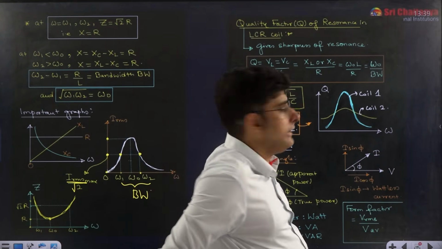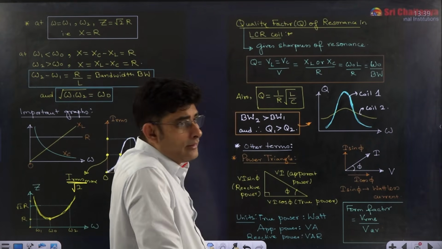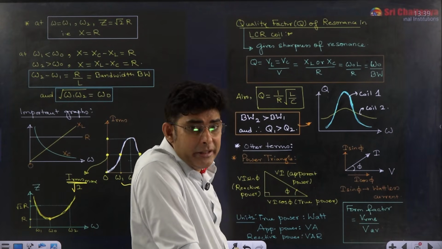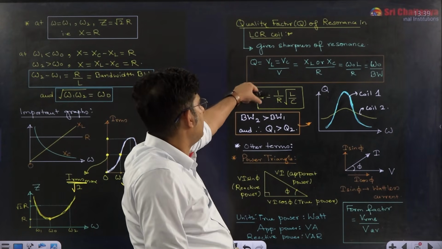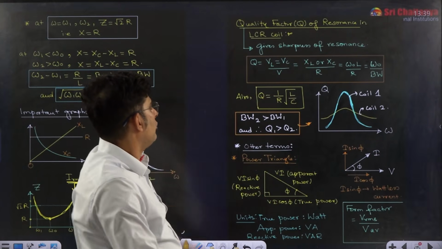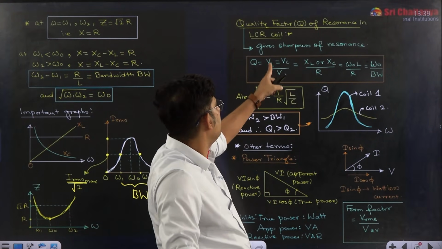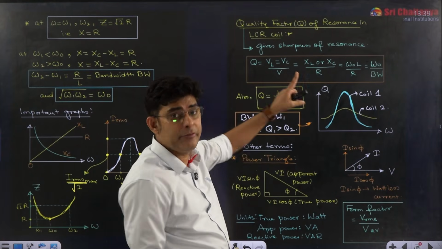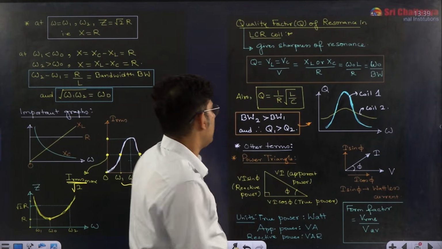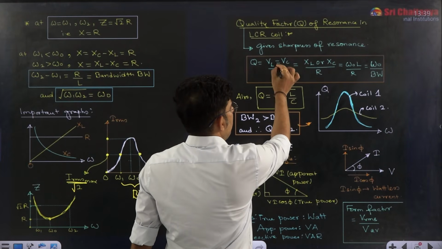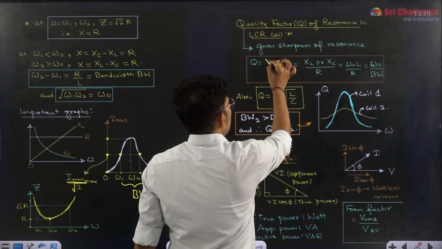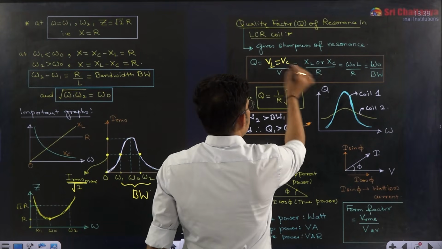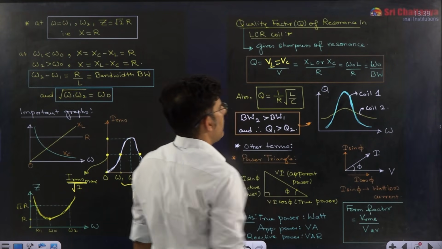Next, one more term we define is called the quality factor of resonance in an LCR circuit. Whether the resonance is obtained clearly or not is checked by the quality factor, which gives the sharpness of resonance. Q value at resonance is defined as follows: at resonance VL and VC become equal because XL and XC become equal, and VR and V become equal, so total voltage equals VR. So whichever of VL or VC you take, divided by V, you will get XL or XC divided by R.